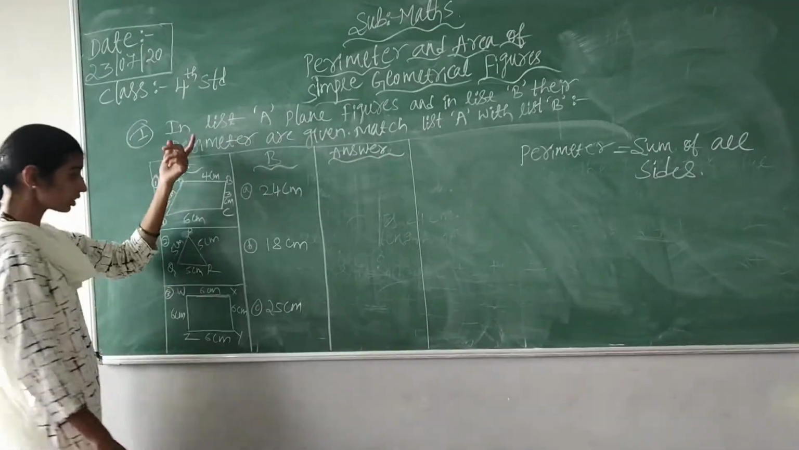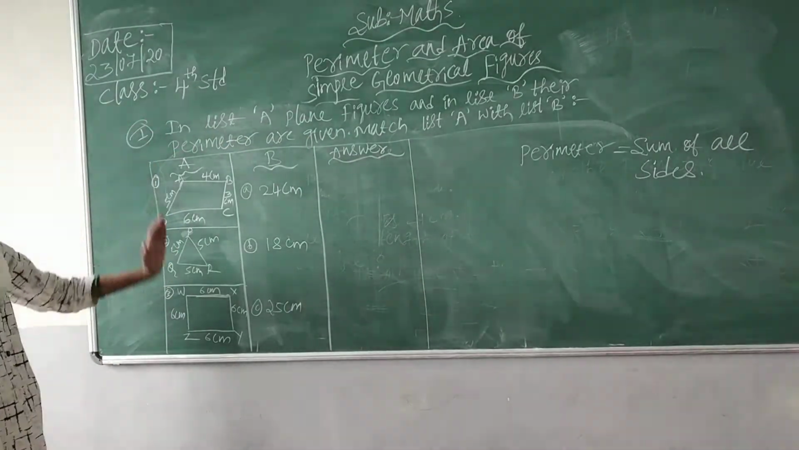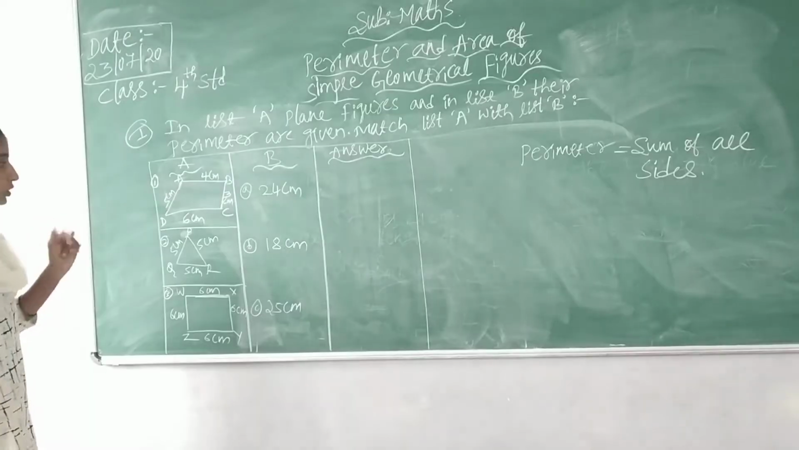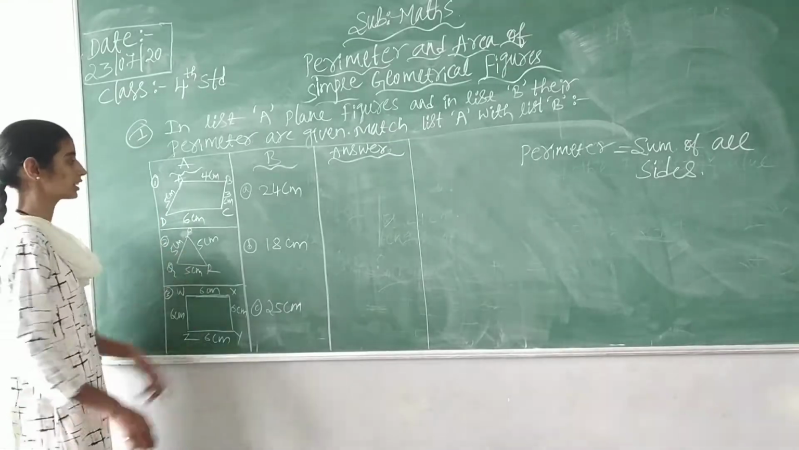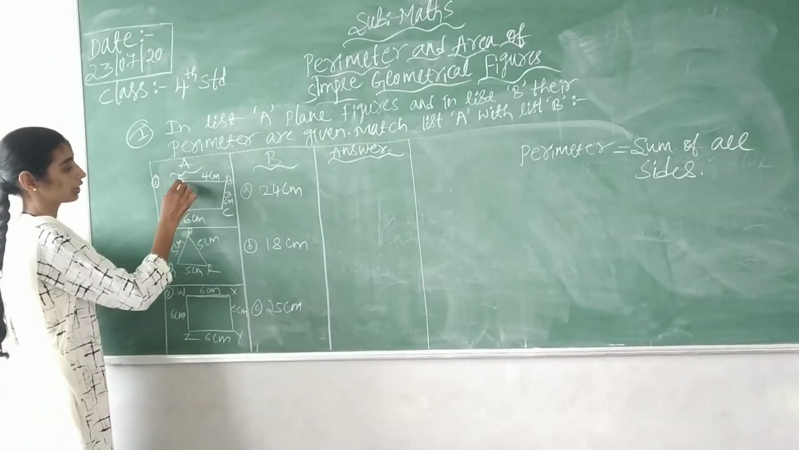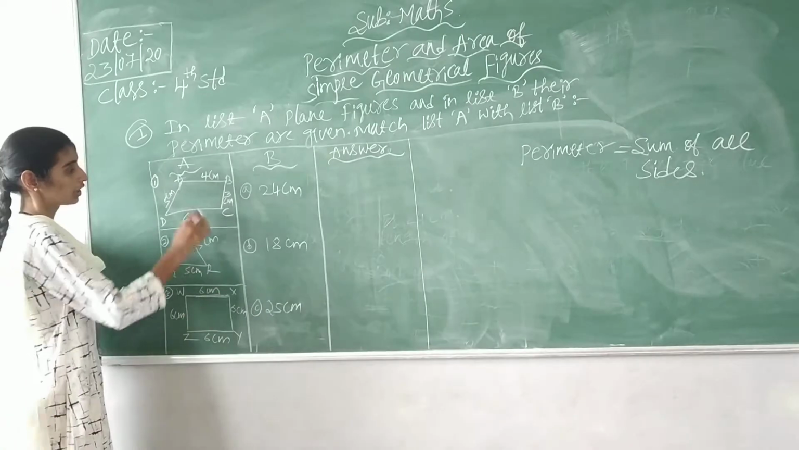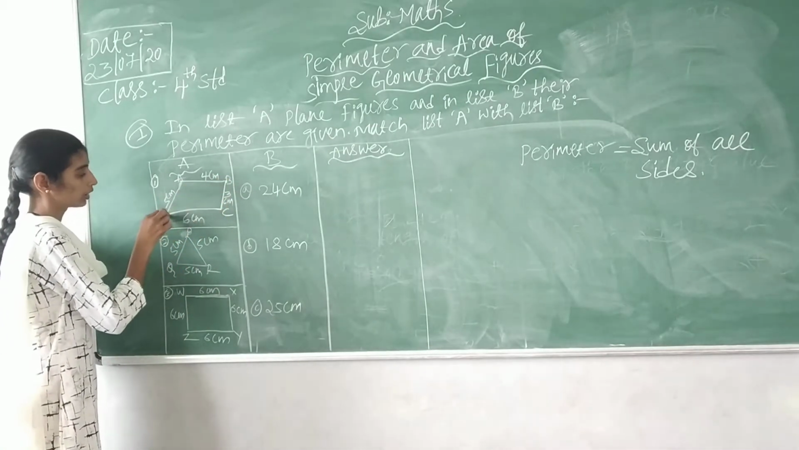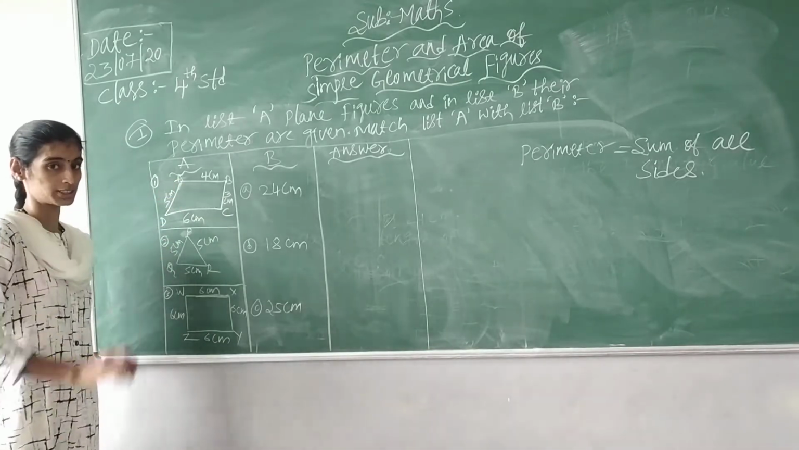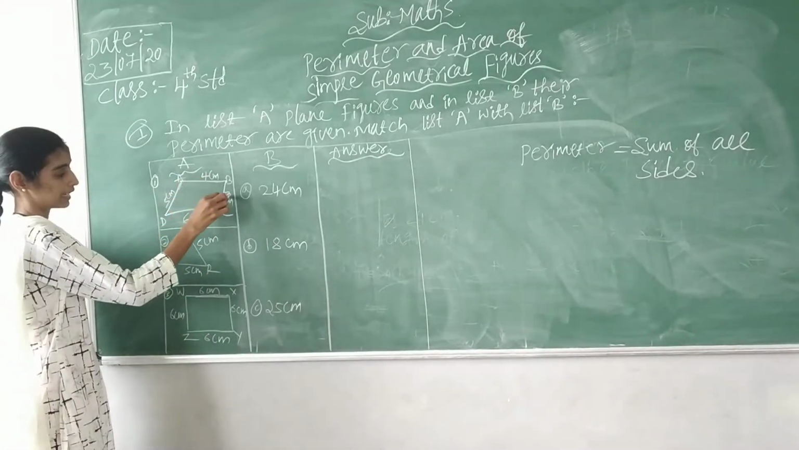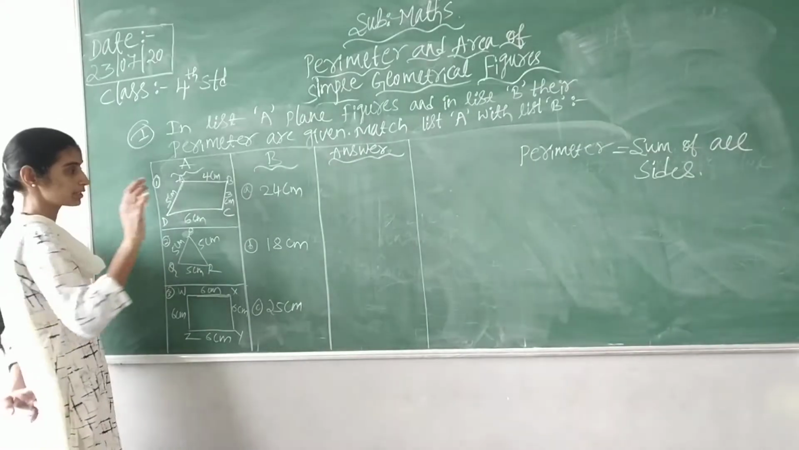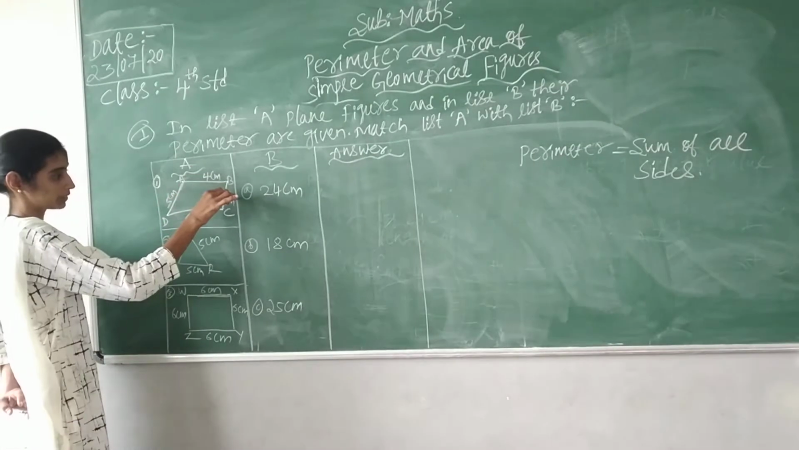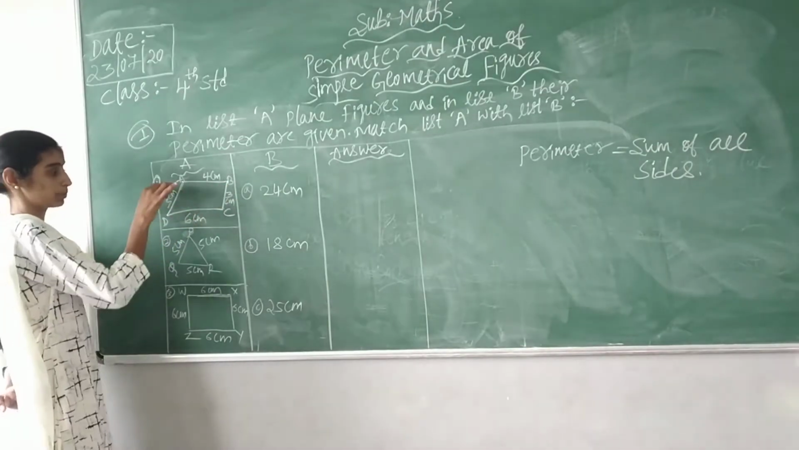So here they have given you a match the following on perimeters. You need to match them. So what is perimeter, children? Yes, it is the sum of all sides. In this figure, how many sides does it have? 4 sides. 1, 2, 3, 4. Total it has 4 sides. So you need to add all the sides now. Sum of all sides means you have to add all the values of all the sides. So 4 plus 3, 3 plus 6, 6 plus 5.